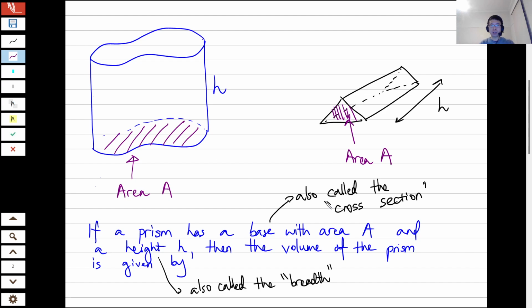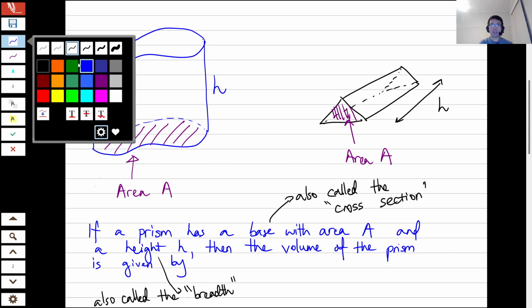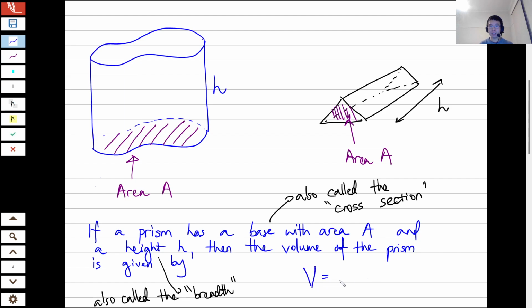So if we know the area and we know the height, then the volume is given by A times h. Okay, so here's the basic idea. If I know the area of the base of the prism, all I need to do is multiply it by the height and I've got the volume. Done. There's no need to add faces together, so the calculation is usually quite straightforward.